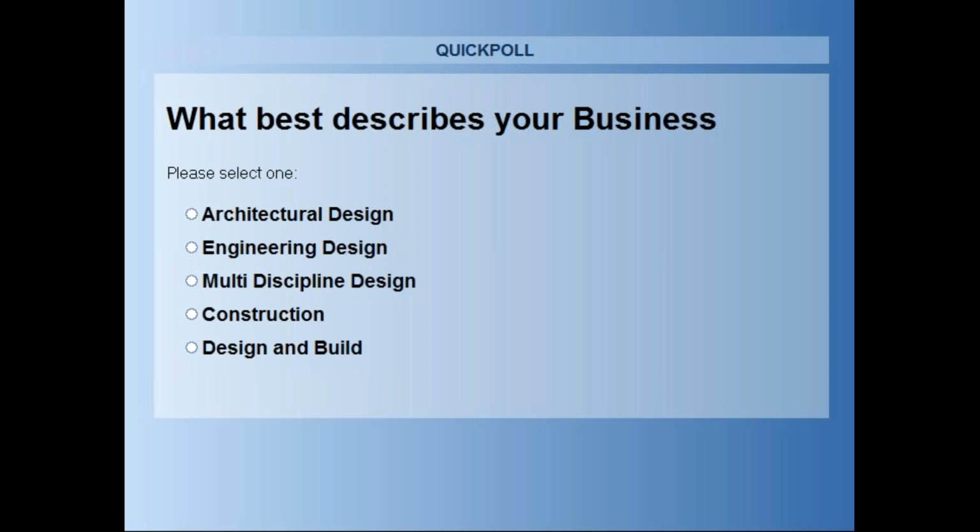So, what best describes your business today? You've got multiple choice buttons. You can click on those buttons. You can choose one, and it will tell us what the audience is made up of. We'll give you another minute. Some people are trying to decide who they are, or they're playing around with the tool. Looks like the majority are architects, and the second majority is multidiscipline design firms.